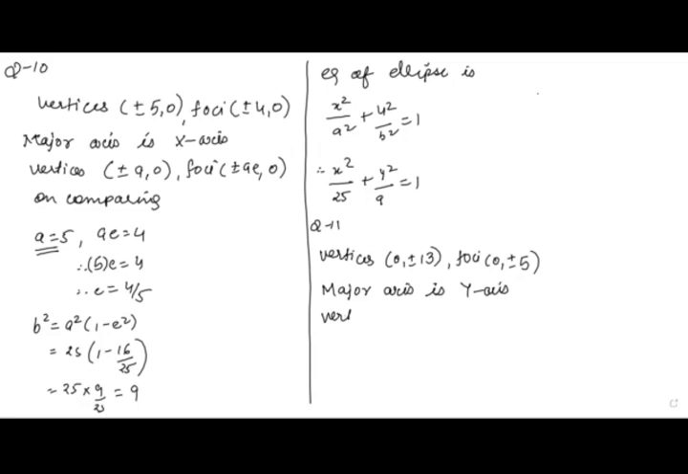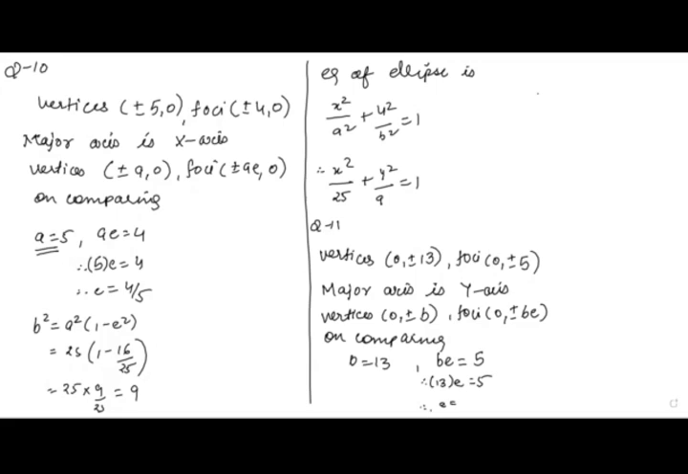So vertices on the y-axis are 0 comma plus minus b, and foci on the y-axis are 0 comma plus minus be. So on comparing, I will get the value of b as 13, whereas be as 5, and keeping the value of b as 13, I got the value of e as 5 by 13.